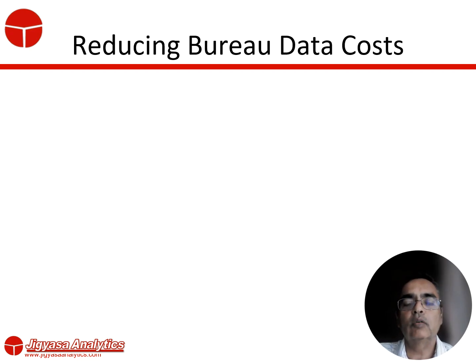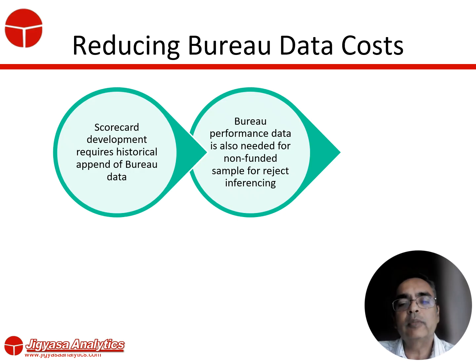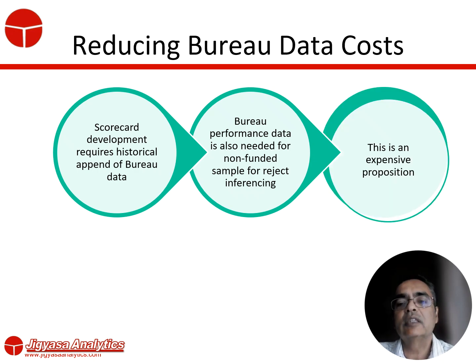So we all know how expensive bureau data is. Now you go about building a scorecard. So you have to acquire historical append bureau data for your sample build going back however many years you might have. So you have to do that. Then bureau performance data is also needed for the non-funded sample you are using for reject inferencing. And all these add up and it becomes an expensive proposition.